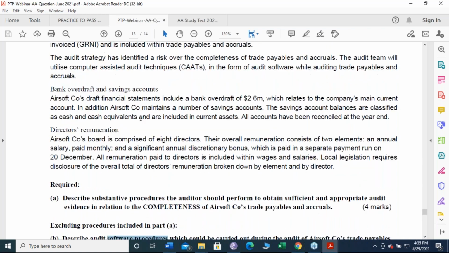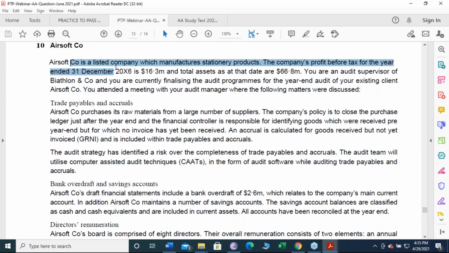Okay, let's read the question now. Airsoft Company is a listed company which manufactures stationery products. The company's profit before tax for the year ended 31st December 2016 is 16.3 million, and total assets as at that date are 66.8 million. You are an audit supervisor of B company and you are currently finalizing the audit programs of your existing client Airsoft Company. You attended a meeting with your audit manager where the following matters were discussed.